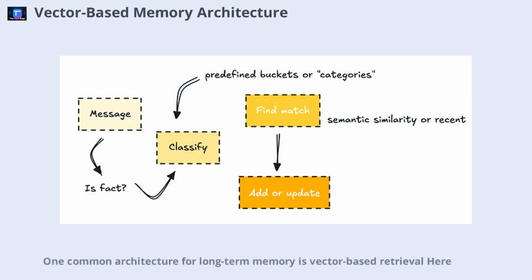One common architecture for long-term memory is vector-based retrieval. Here, documents or messages are embedded into vectors and stored in a database. When a user asks a question, the system fetches relevant vectors using both semantic and keyword searches. While this approach is simple to start with, it has limitations. Facts are immutable, so outdated or conflicting information can accumulate. Over time, the database grows and requires pruning or compression, which risks losing useful details.